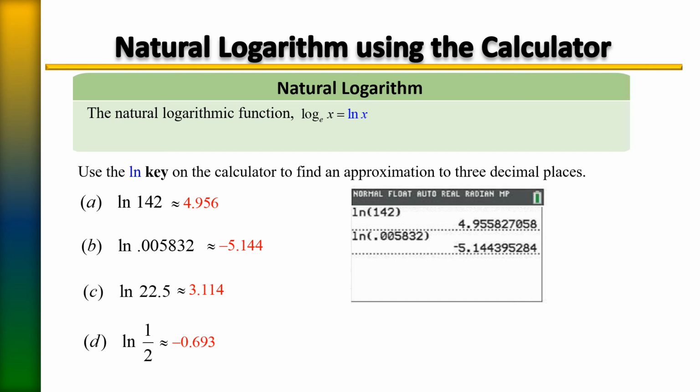All right, and that's it. So just again, make sure by the test that you are familiar with how to use the log key, the natural log key, as well as the Euler's number E key.